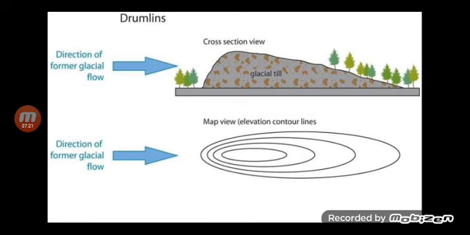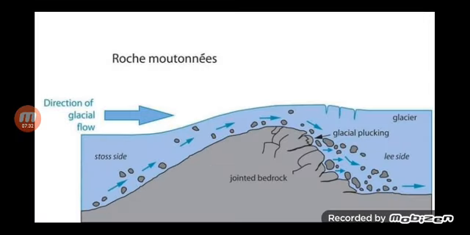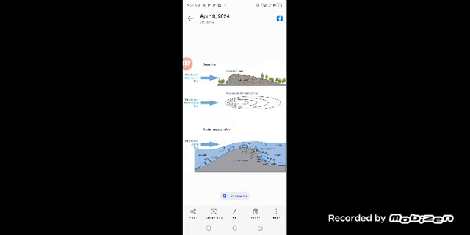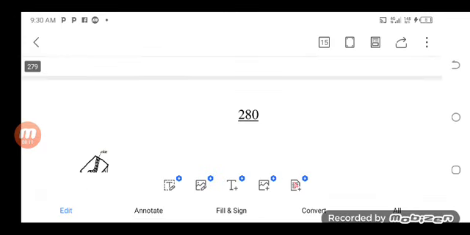So that's how drumlins look. You can see it's so different from what we saw before. So we can say that drumlins are elongated teardrop-shaped hills of rock, sand, and gravel that form from the movement of ice. They are typically oblong, that is to mean two or three times longer than they are wide. The name comes from a Gaelic word, druim, meaning back or ridge.